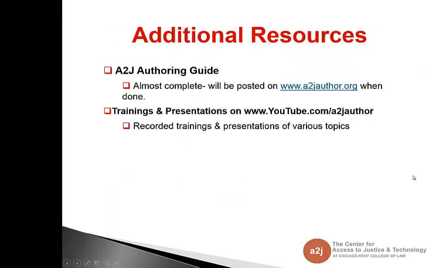talking about? Additional resources, our authoring guide for 5.0 is almost done, and it will be posted to our A2JAuthor.org website. The authoring guide for 4.0 is 300 plus pages, so it has plenty of information as you're going through making your guided interviews in 4.0. That is available on old.a2jauthor.org. No www. And like I mentioned, our trainings and presentations on repeat loops specifically and other features of A2J Author are available on our YouTube channel.